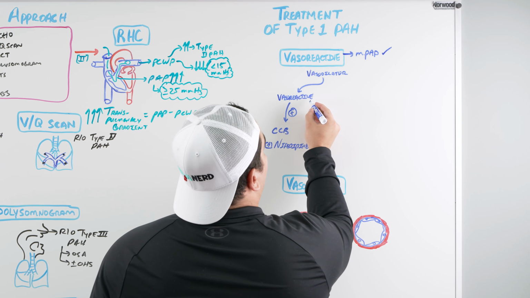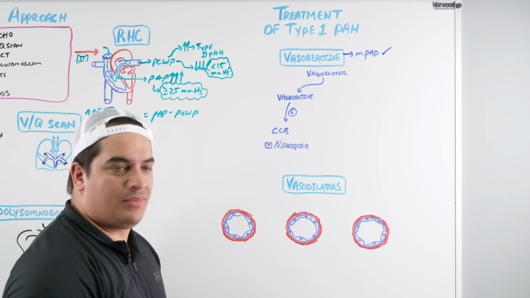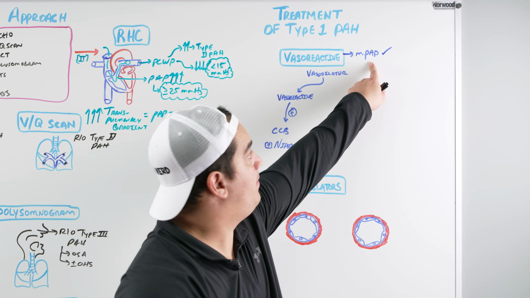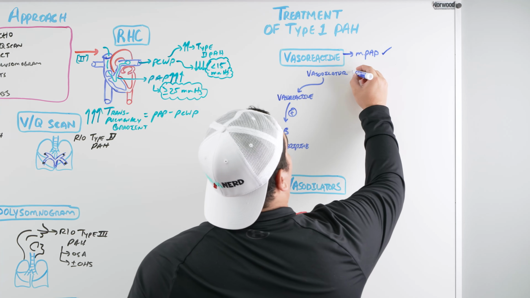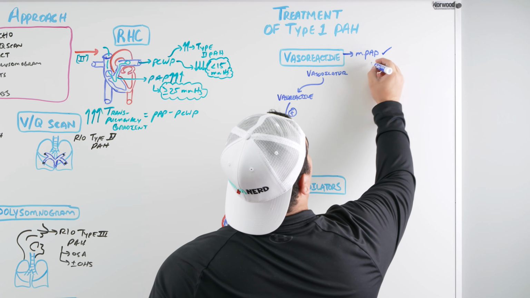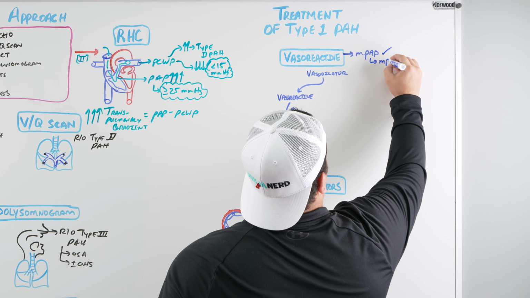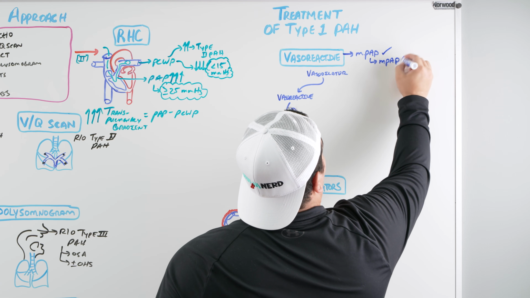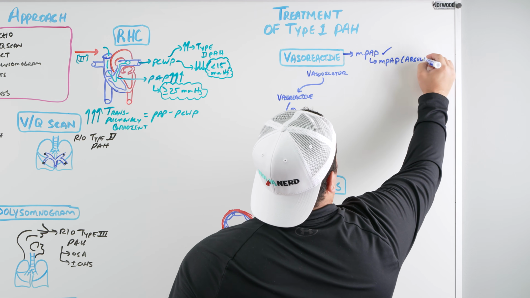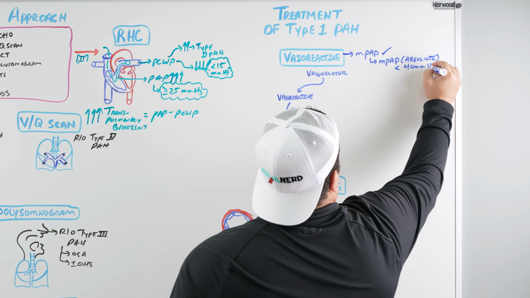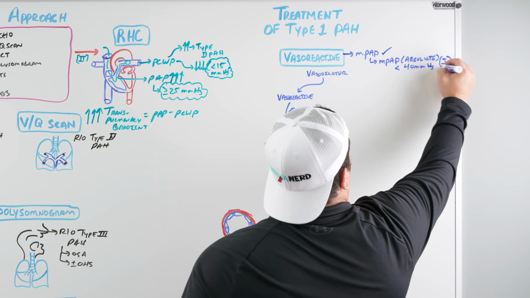So how do we determine if someone is vasoreactive? We check their mean pulmonary artery pressure before we give them the vasodilator. After we give them the vasodilator, what we expect to see post-dilator is the mean pulmonary artery pressure, the absolute value, to be less than 40 millimeters of mercury. That's one finding.